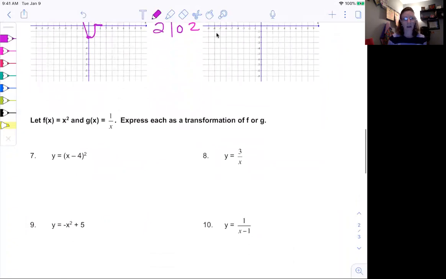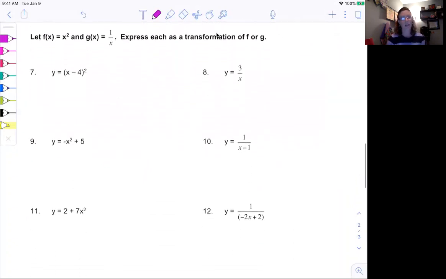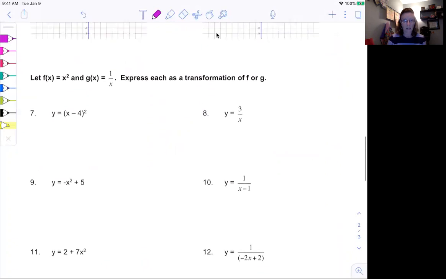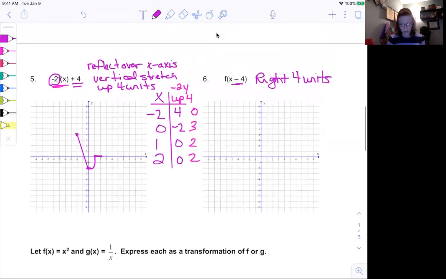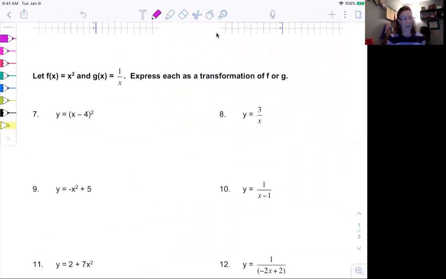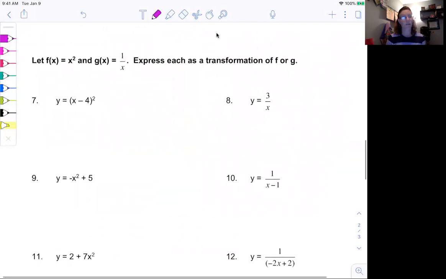The problems at the bottom we discussed at the end of class yesterday as well. The goal is to write these in function notation. So instead of having y equals x minus 4 quantity squared, I want to get it out of that notation and instead have the notation look similar to what we have up above, where we have the f of x minus 4 or negative 2 f of x plus 4. So we pretty much have to decide, are we using f of x or g of x, because they represent a different function.